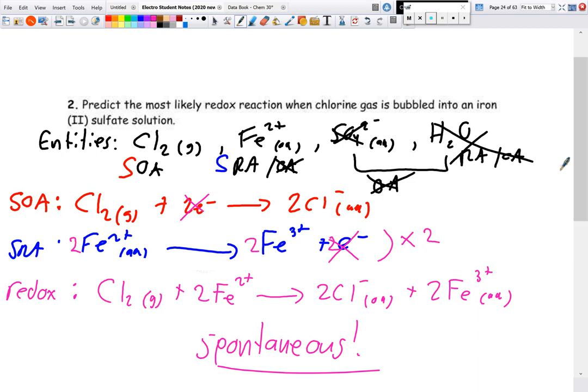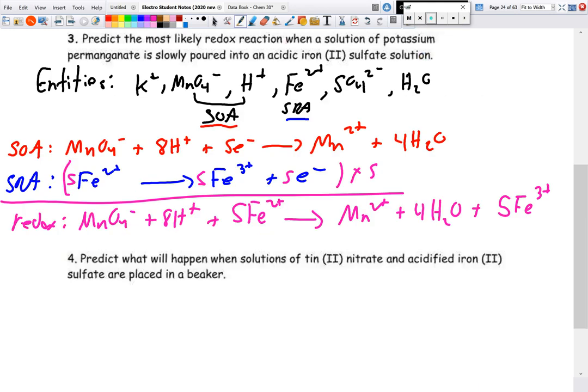All right, so that is example 2. We do have example 3 there as well, so I would like you to try to work through that. I will post the answer for example 3 in about 3 seconds. So for our third example, this is the solution. The entities listed all out are right here. The strongest oxidizing agent and reducing agent half reactions are right here. And of course, our redox reaction will look something like that.